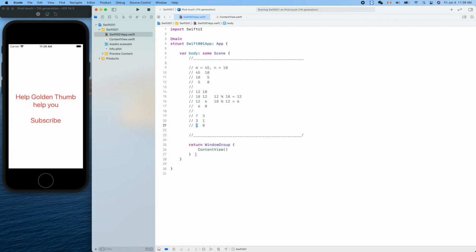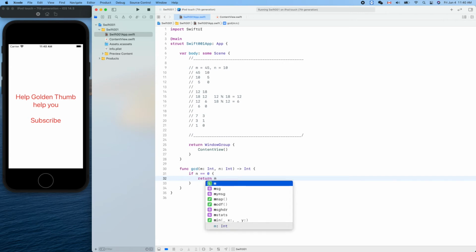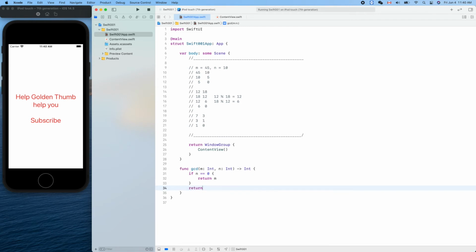1. Based on that strategy or algorithm, we can create a function here, GCD of m int and n int, return the GCD. Okay, so yeah, int. Now what is the base case and what is the recursive case? The base case is if the second one n is 0, then we return m, right? That's the base case. Otherwise we return GCD. So this one will be n, and this one will be m mod n, right?